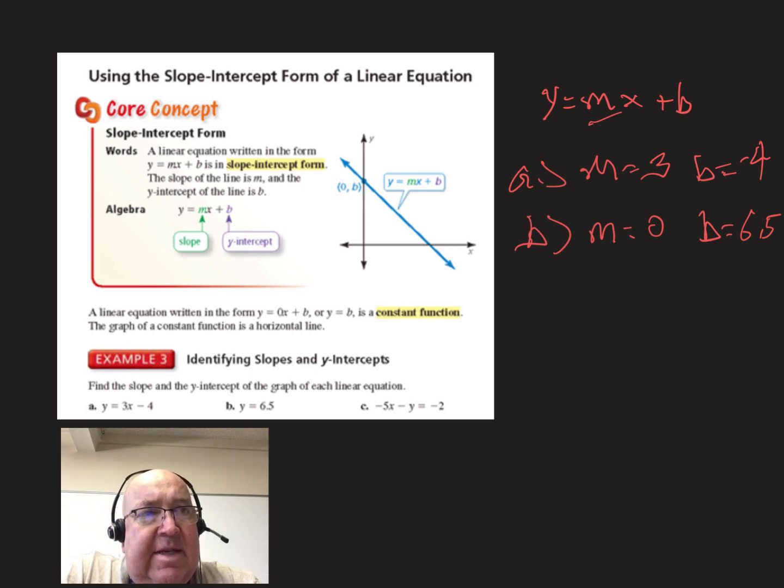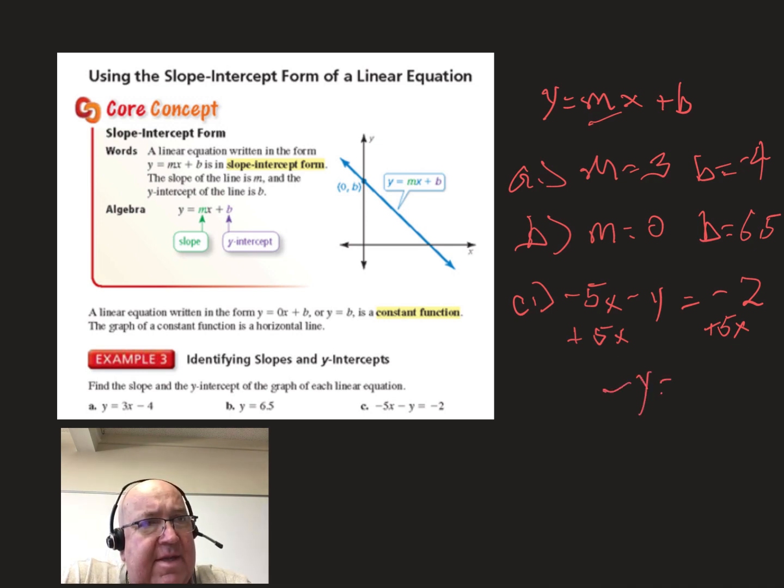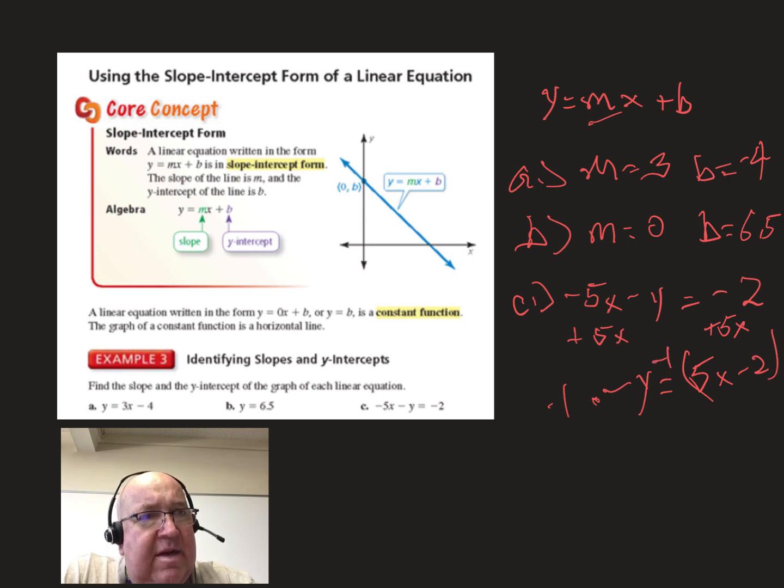Finally, our last one, C, we're going to have to solve this for y. So you remember doing that earlier on in the course in section 1. We're going to add 5x to both sides of the equal sign. We're going to have negative y is equal to 5x minus 2. We're going to multiply by negative 1, and we get y is equal to negative 5x plus 2.